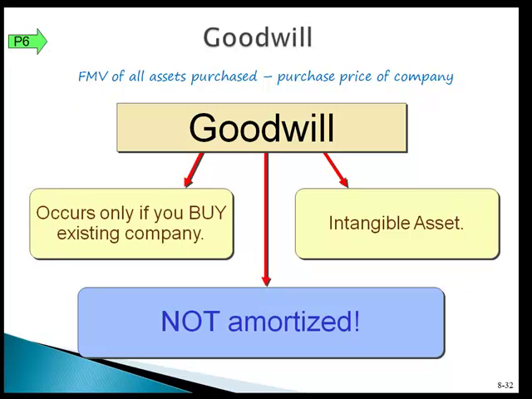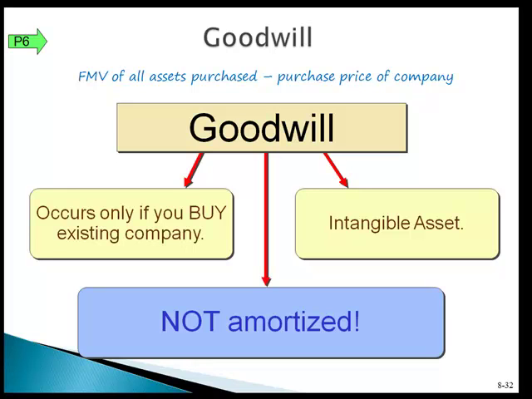Goodwill is an intangible asset. However, it's the only intangible asset that is not amortized. It only occurs if you buy an existing company, so you can't create your own goodwill. Basically, when you buy a company, you take the fair market value of all the assets purchased minus the purchase price of the company, and what you overpaid is goodwill. Basically, you're paying for reputation, you're paying for all the existing customers.